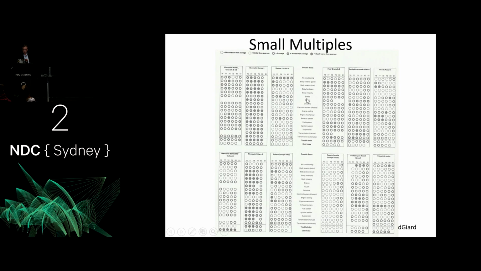Each row is a potential trouble spot. So air conditioning and body exterior and body interior, so on. And then each one of these columns is the year. It's from 76 to 81. What they've done is these circles represent, if it's a white, unfilled circle, that means there's very few problems with that.